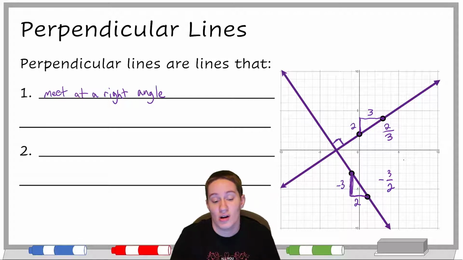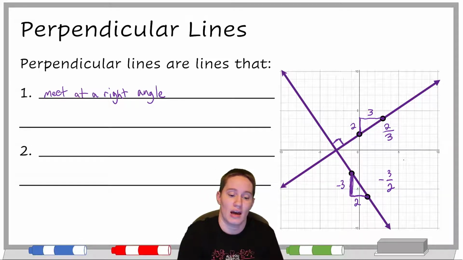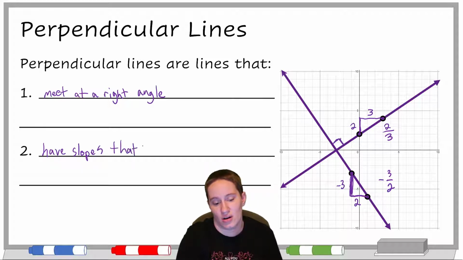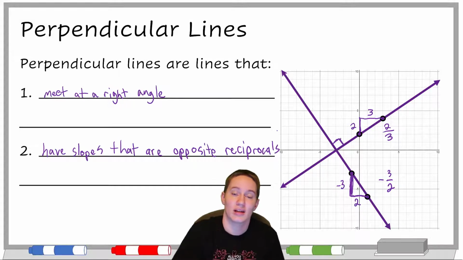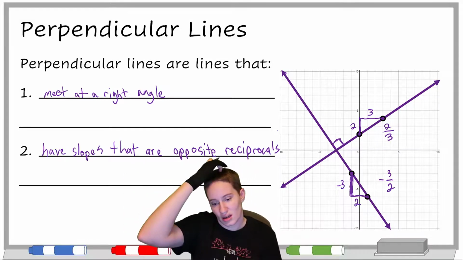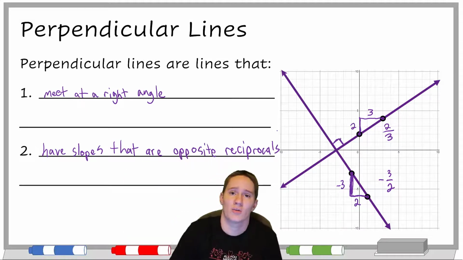And so that matters. So our second statement here: perpendicular lines are lines that have slopes, I didn't necessarily phrase this super well, I realized after the fact, that have slopes that are opposite reciprocals, meaning we're going to change the sign, we're going to flip it, and that will give us a slope that is perpendicular to ours.